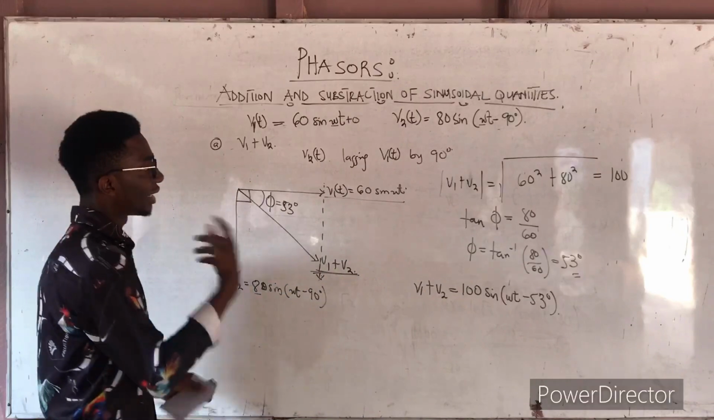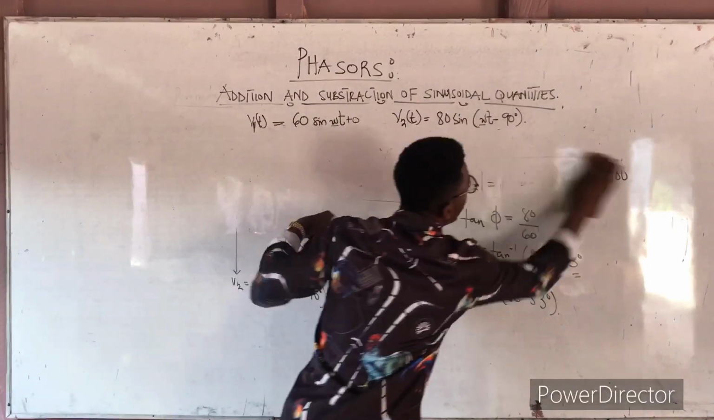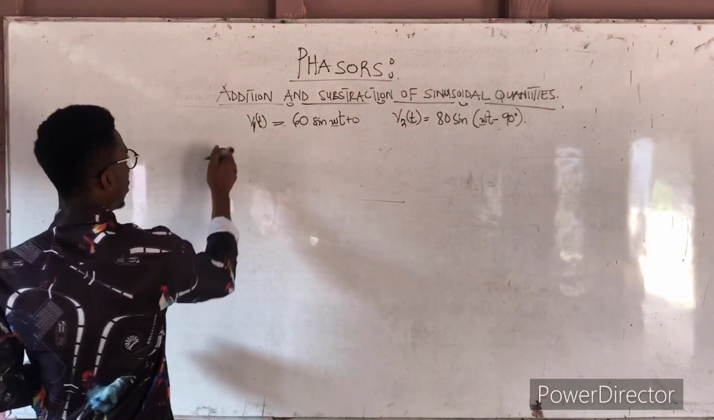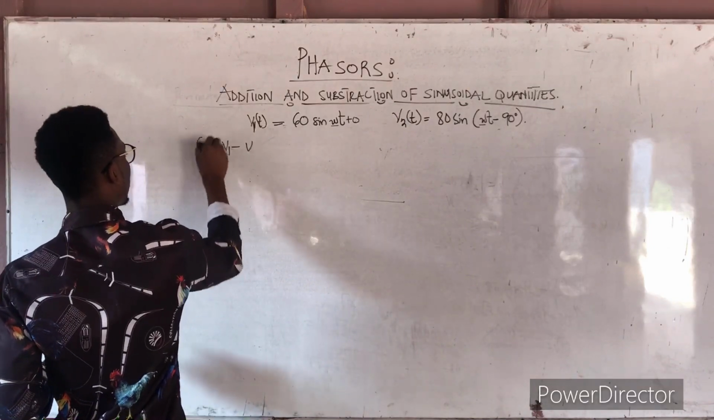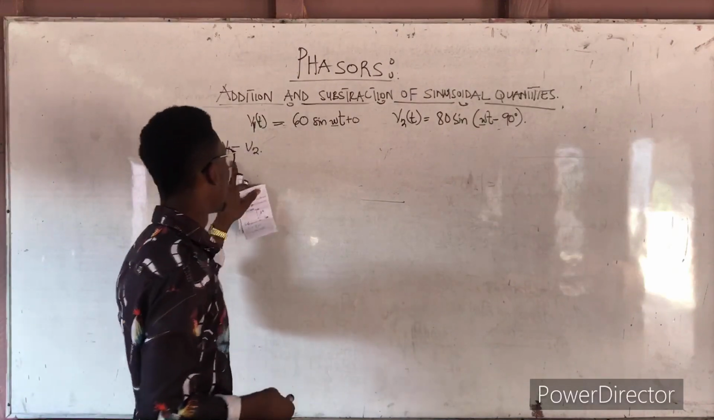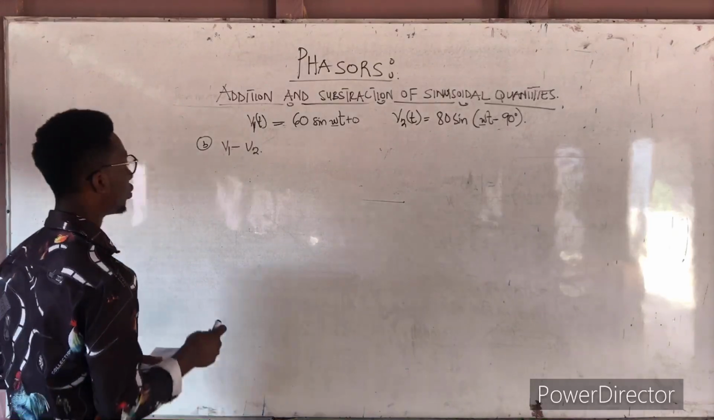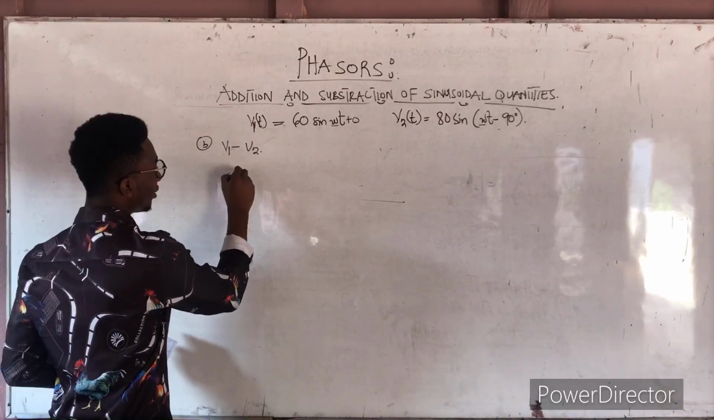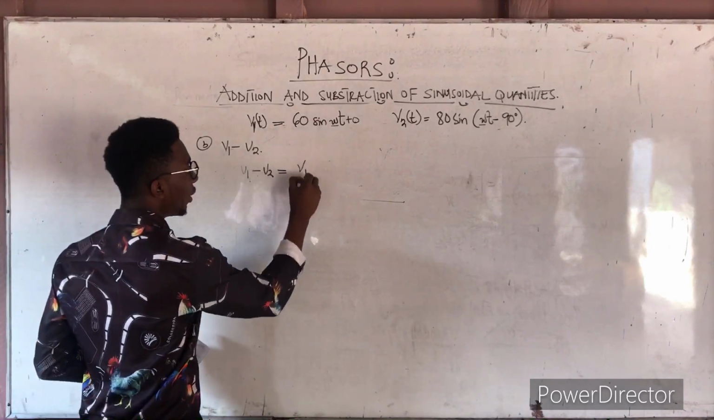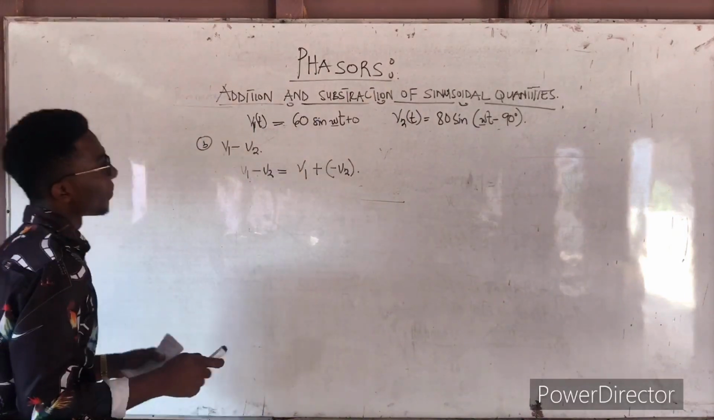Now let's quickly go to the second question. And from the second question, the B part, we are asked to find V1 minus V2. From the B part, we are asked to find V1 minus V2. Okay, how do we go about that one? First of all, what we are supposed to do is that from vectors, V1 minus V2 is the same as V1 plus negative V2, negating the V2.